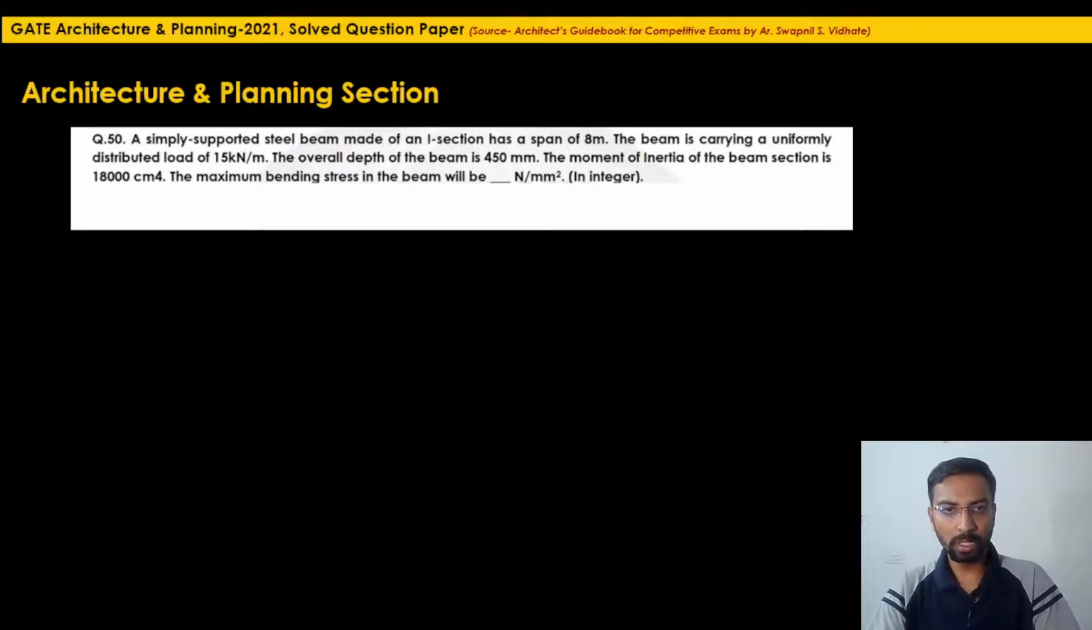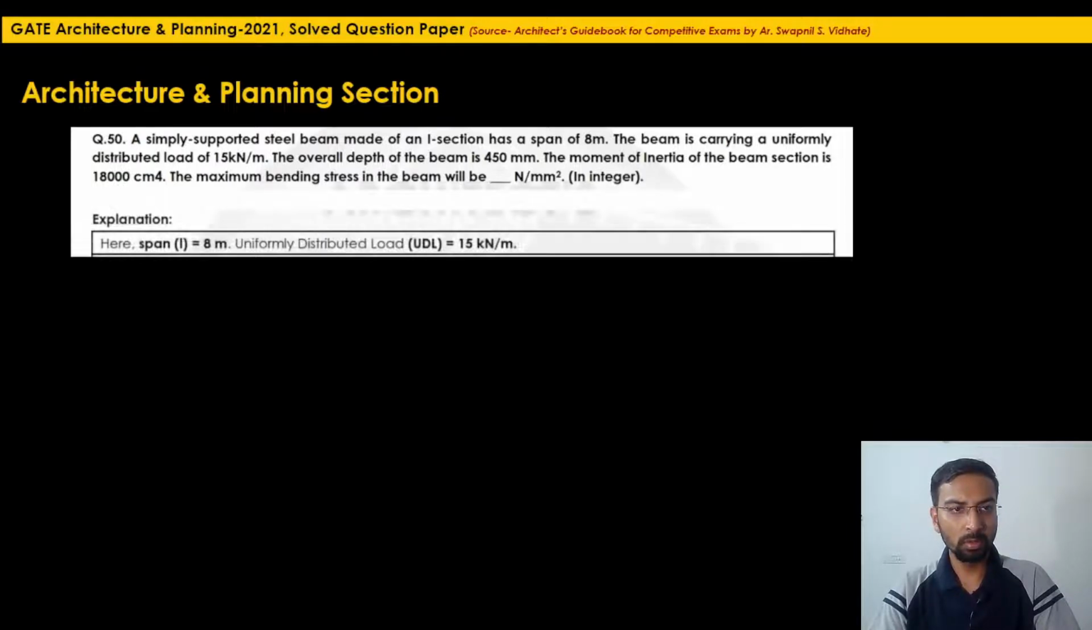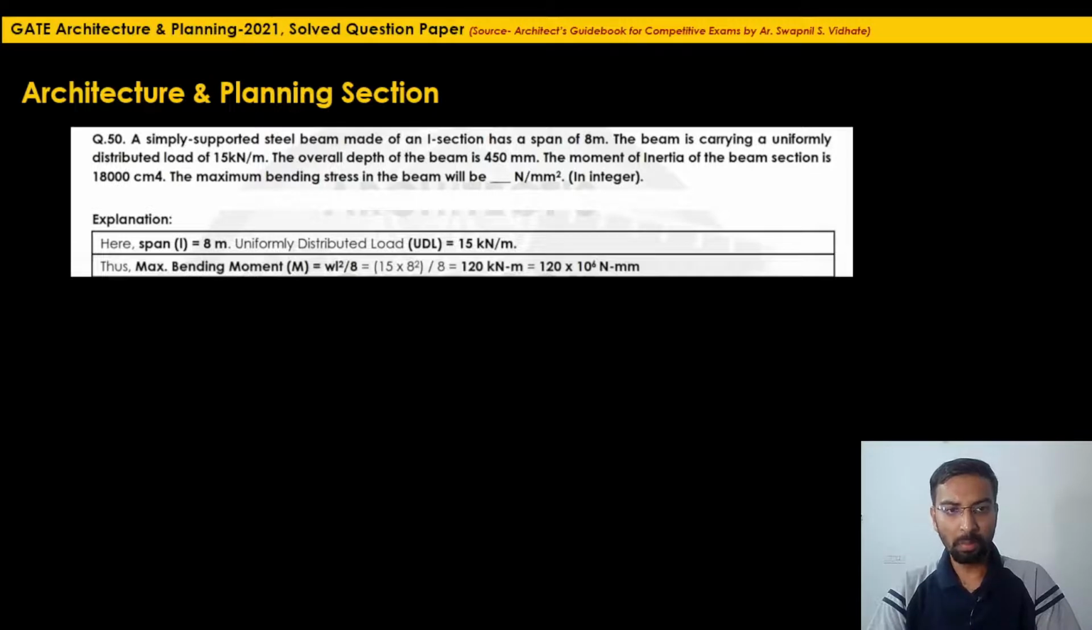Okay, we will simply write down what are the values mentioned in the question one by one. Span they have mentioned as 8 meter, so L will be 8 meter. UDL is 15 kilonewton per meter. So maximum bending moment M will be WL square by 8.